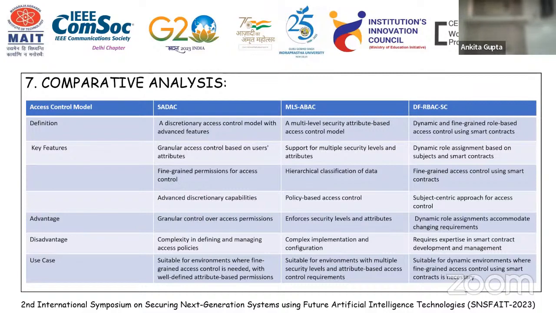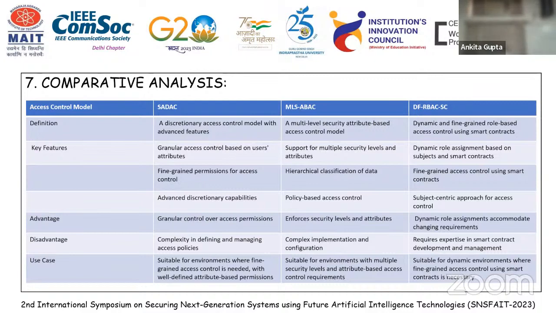When it comes to use case, it is suitable for environments where well-defined attribute-based permissions are present. The second one that we have used is known as the multi-level attribute-based access control model. It is a hierarchy model, so it becomes easier for us to implement. Logically, implementation becomes easier because we know where and what we should put.